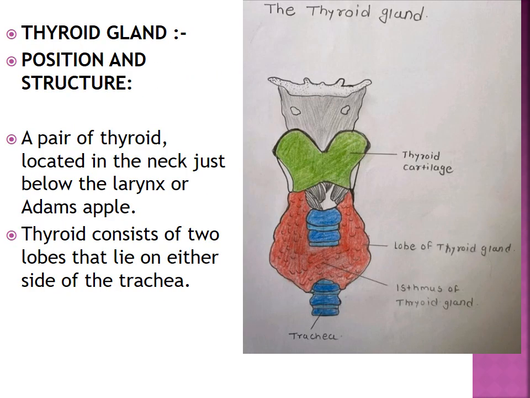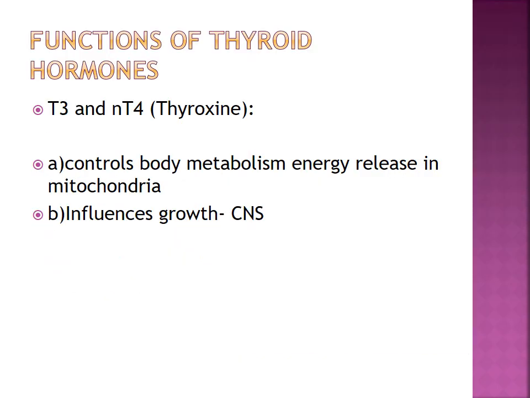Now the next important gland is the thyroid gland. It is present in the neck just below the larynx, or Adam's apple in males, and it consists of two lobes on either side of the trachea. The hormones secreted by the thyroid gland are T3 and T4. T4 is also called thyroxine. The main function of the hormones secreted by the thyroid gland, T3 and T4, is to control body metabolism and energy released in the mitochondria, and they influence growth and central nervous system growth, mainly in newborn babies.